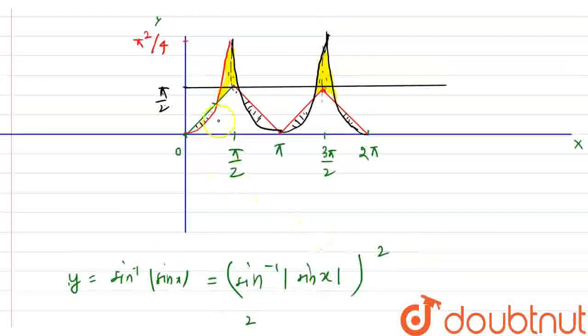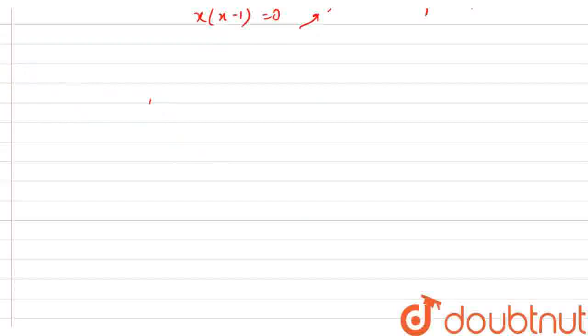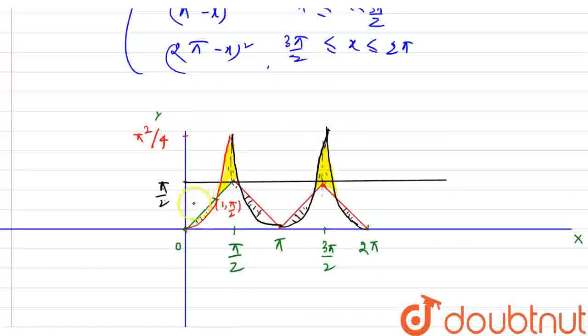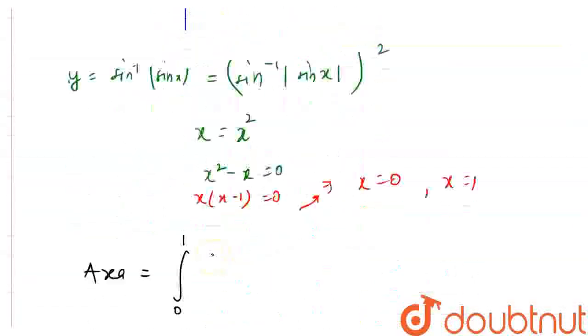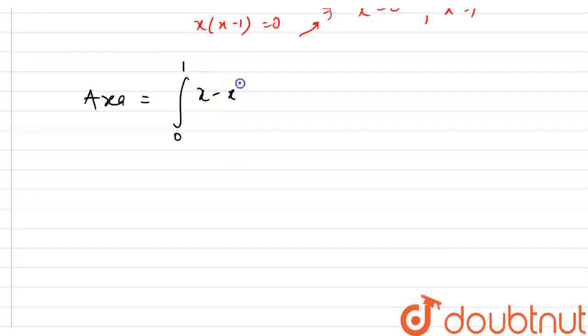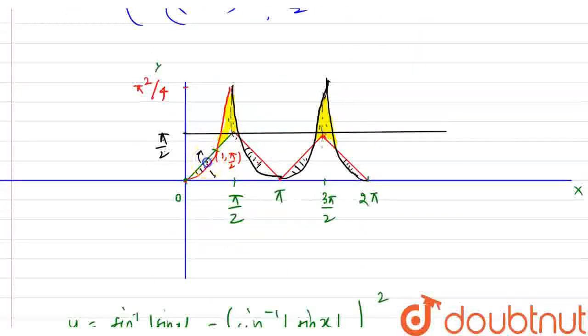So this point should be 1. So I can say that it is the point 1 comma pi by 2, and 0. Now this point should be 1, and because these four areas are equal, I can write the area finally. So the required area equals the integration from 0 to 1 of the upper graph, which is x, minus the lower graph, which is x square. So it will be x minus x square dx, but 4 times. Why? Because I told you they are symmetrical, so 4 times.